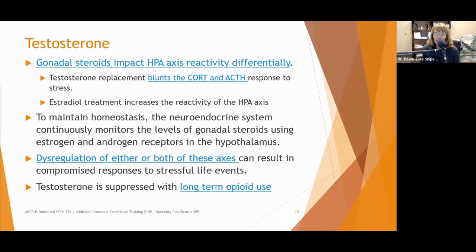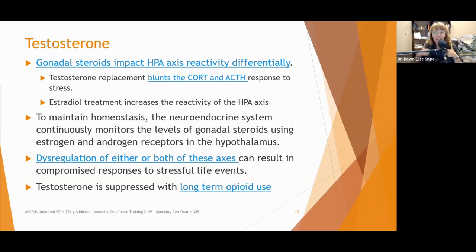Gonadal steroids impact the HPA axis reactivity differently. Testosterone replacement blunts the cortisol and ACTH response to stress. So testosterone actually reduces the HPA axis response some.